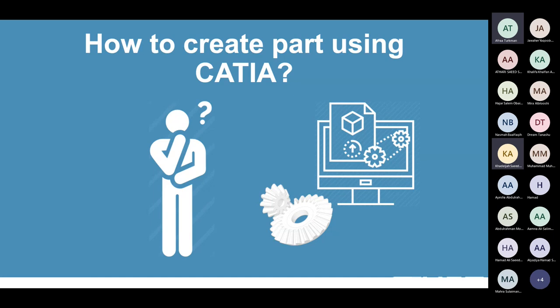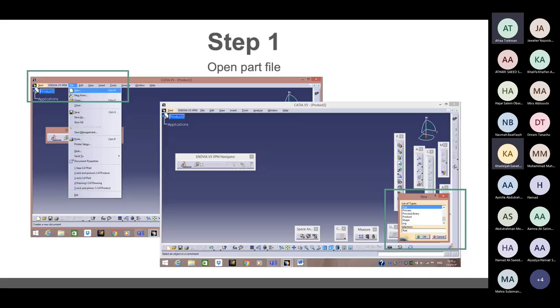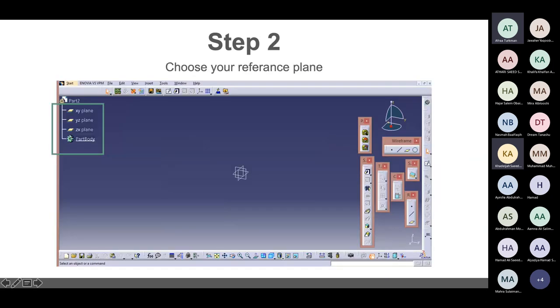Okay, so now how to create a part using CATIA. Here are simple steps of how to create a part. First, you will go to File, then New. Then you will choose Part from this box. Step 2, you have to choose your reference plane, which plane you want to work on or to create your part on.